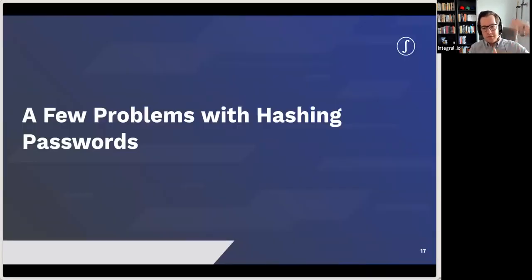The fact that there are infinite inputs, but finite outputs means that there's some interesting ways that we can attack these hashing algorithms, which the developer of a web application should be aware of.